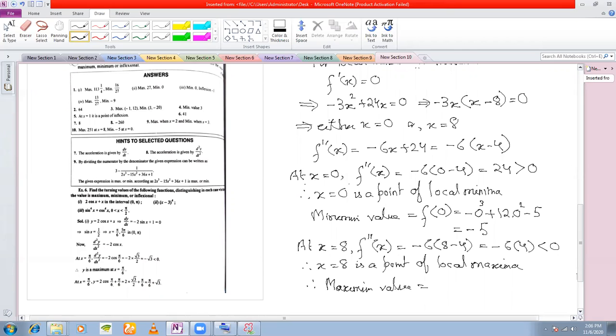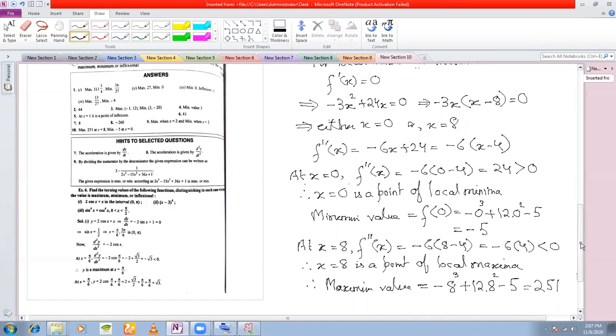Therefore, what is the maximum value? Put it in the function: minus 8 cube plus 12 into 8 square minus 5. So calculate it, whatever it comes to. I think it will come to 251.